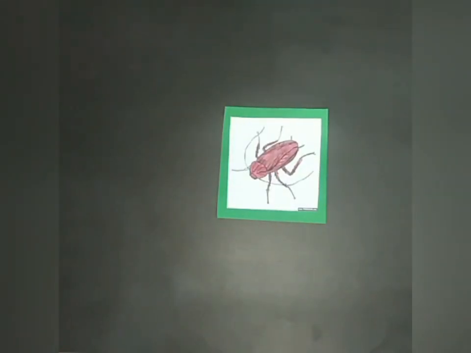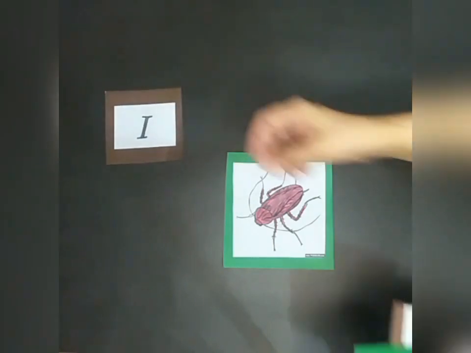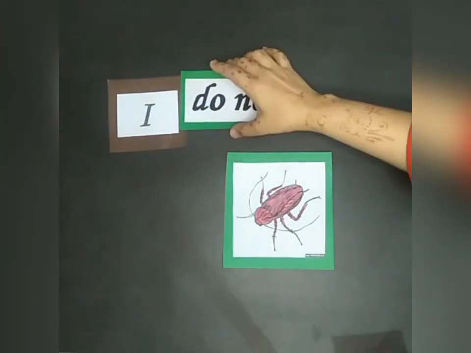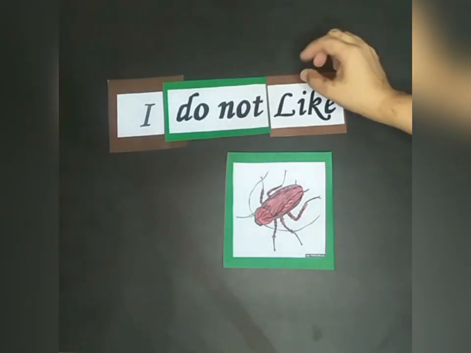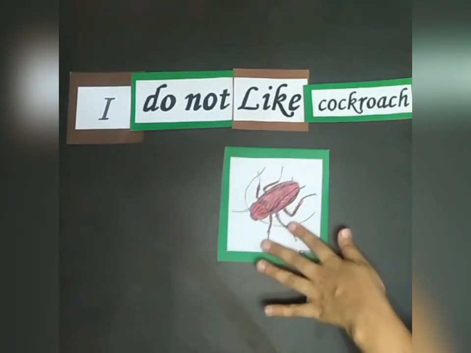Can you all tell me what is this? Yes, it's a cockroach. Do you like cockroach? No, we don't like cockroach. They're very creepy, right? So how will you express it? You will make a sentence. Say, I do not like cockroach. I do not like cockroach, right?